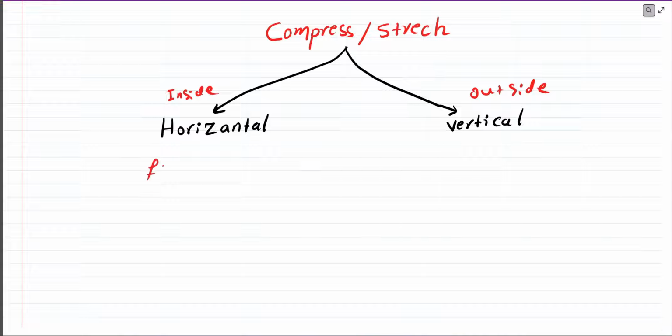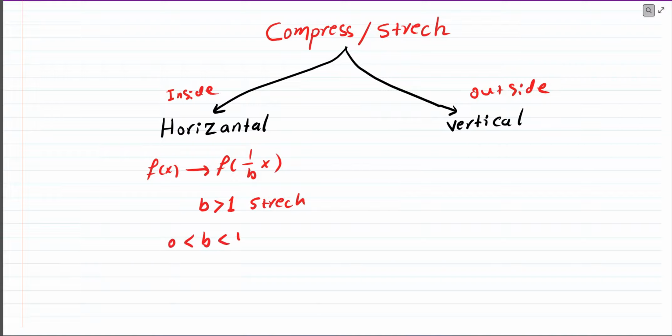f of x. What will happen to f of x? We will substitute in place of x inside 1 over bx, where if the value of b was greater than 1, so this is stretch horizontally. But if this value was between 0 and 1, so this is going to be compress or compression. Let's write down compression.